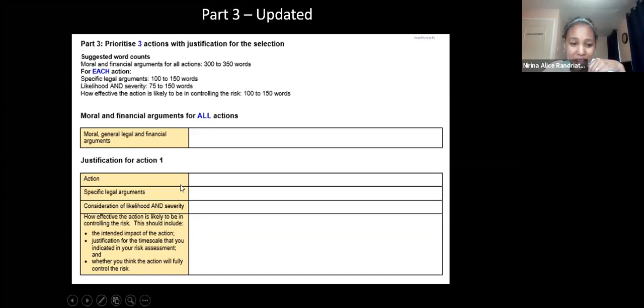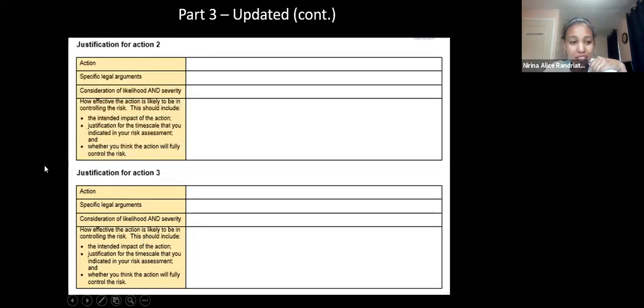But aside from that, for justification like a specific legal argument, you have to provide that for action 1. Consideration of likelihood and severity and how effective the actions will be, you do that for action 1. Then you do that for action 2. Then you do that for action 3. So this is again very good. Why? Because now we know exactly what we need to do, and they clearly provided sections. So if there's anything blank, it means that you forgot to put important information.